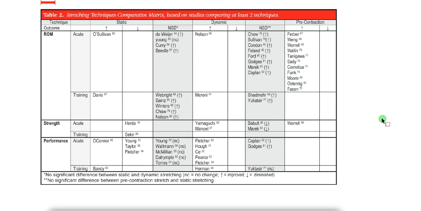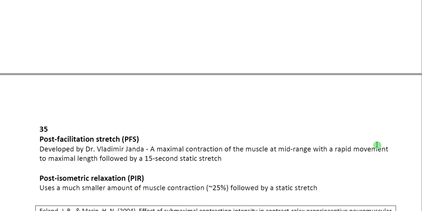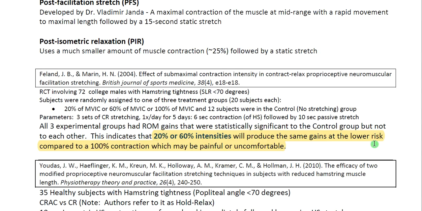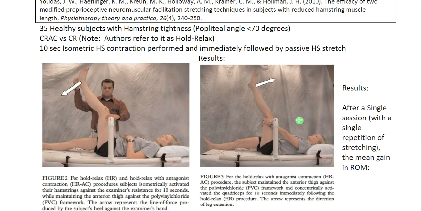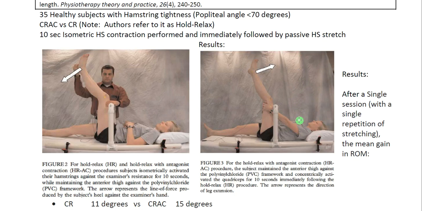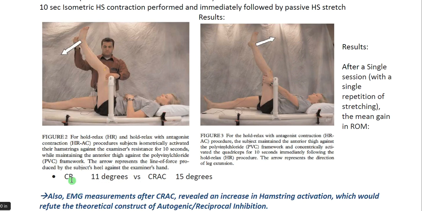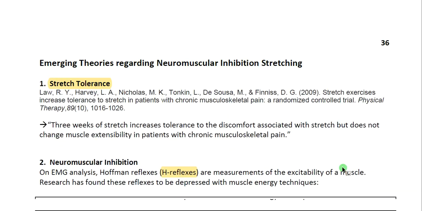Let me just go back here, and that's Page's, and then you have some other research which I've highlighted here, going back to the intensity or the percentage of MVIC. You can see that you probably don't need to go close to 100%; 20 or 60% may be sufficient. Here's some specific ways they tested it using popliteal angle. Contract-relax gained 11 degrees. Contract-relax, agonist contract gained 15 degrees. And there's some further videos that highlight what exactly these techniques are.